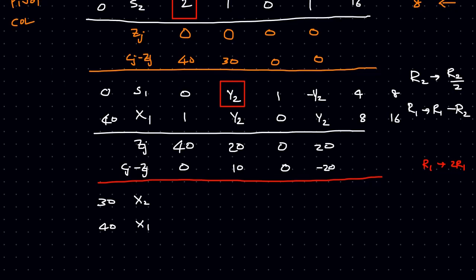So 0 times 2, again that's 0, half times 2, so we have 1 here, then 1 times 2, we have 2 here, and then minus 1. And here it becomes 4 times 2, that's 8.